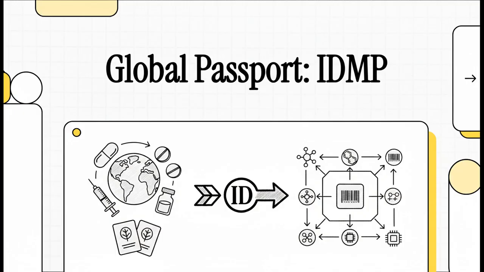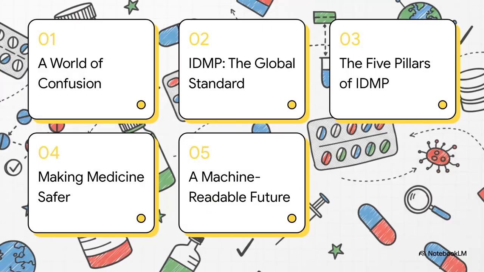Let's see how. All right, so here's our game plan for this explainer. First, we're going to look at the world of confusion that made this whole standard necessary in the first place. Then, we'll break down what IDMP actually is and its 5 core pillars. After that, we'll get into the really important stuff, how it makes medicine safer for everyone. And finally, we'll look ahead to the amazing machine-readable future it's helping to build.